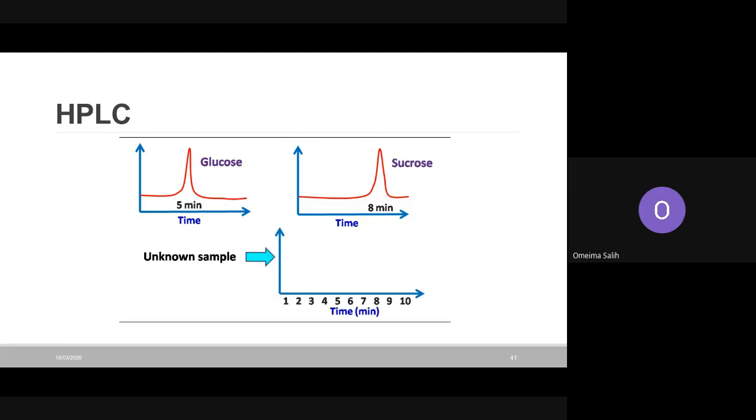Now we analyze the unknown sample for the detection of sugars present in it. Many peaks are obtained in the chromatogram. The peak obtained at 5 minutes indicates the presence of glucose. However, there is no peak at 8 minutes, which indicates that sucrose was absent in our sample. The remaining 2 peaks are still unknown as we don't have any standards to compare their retention time. This is how the detection of sample is done in HPLC. And for the detection, we must have the standards.